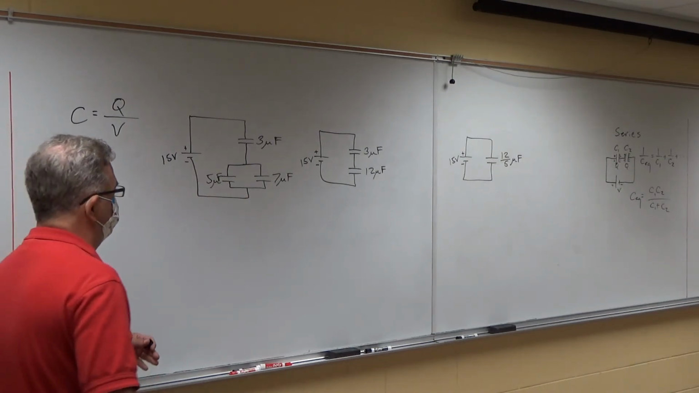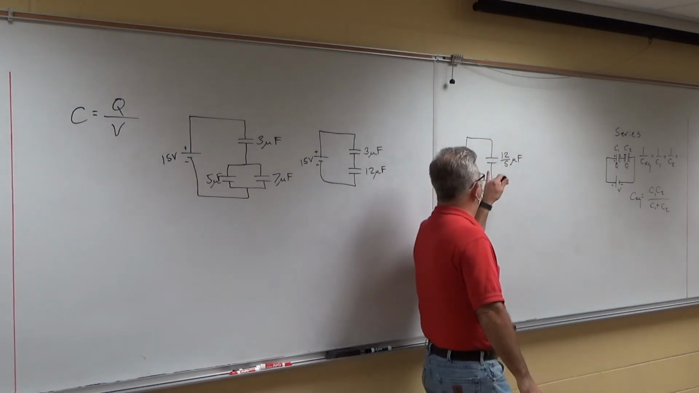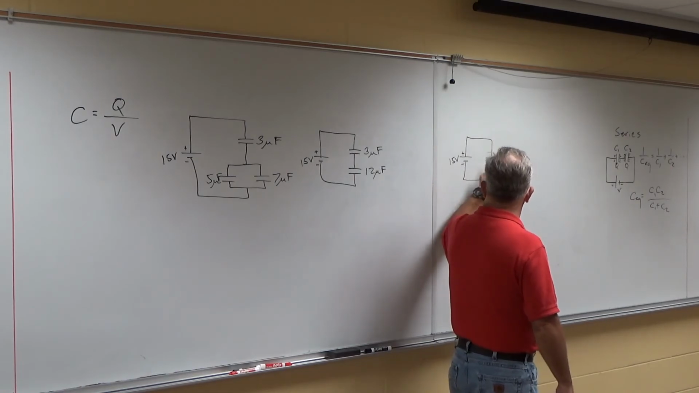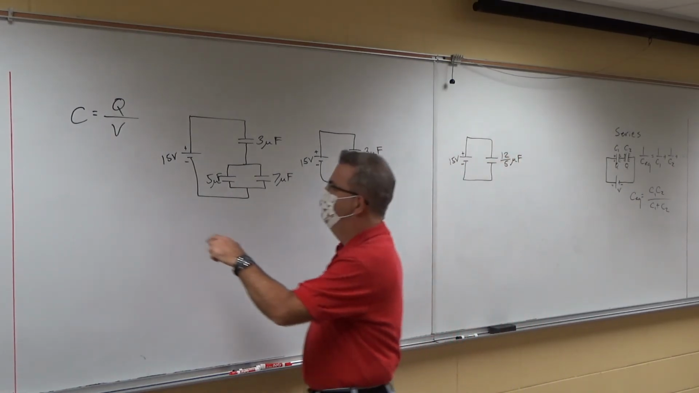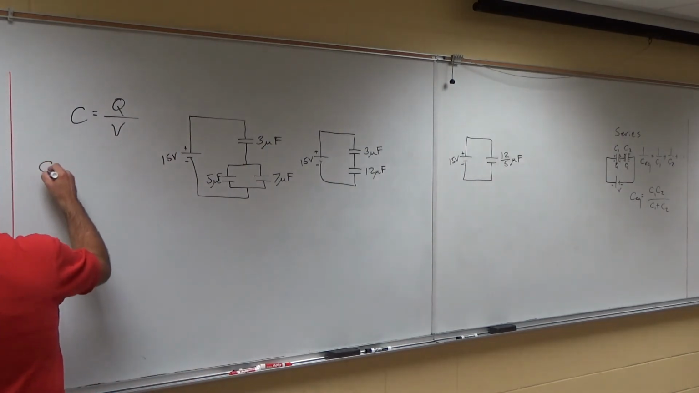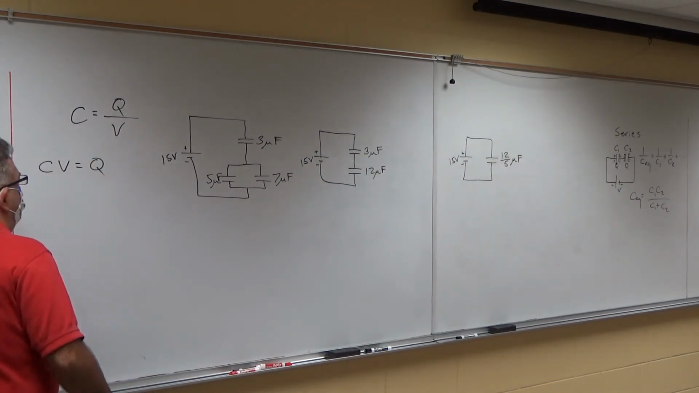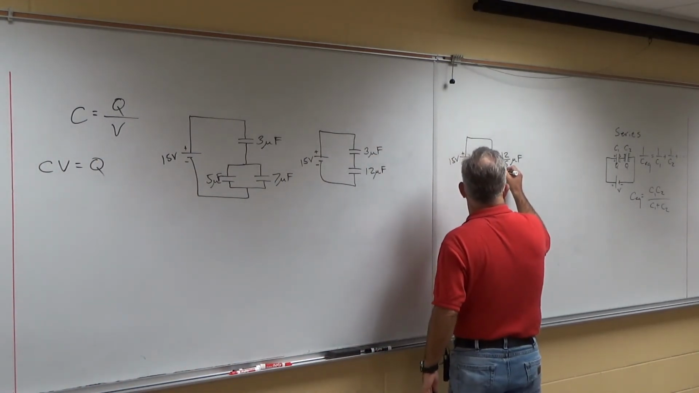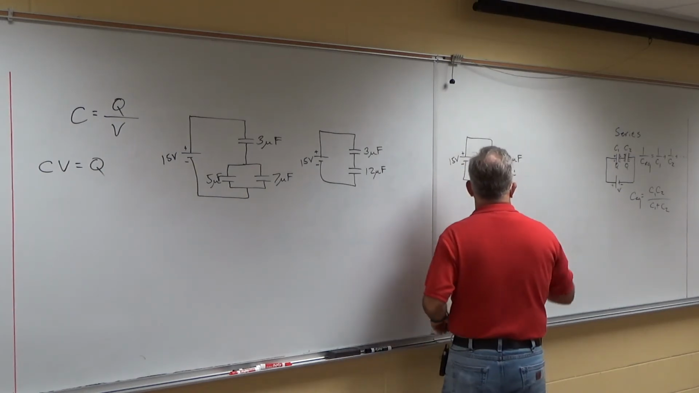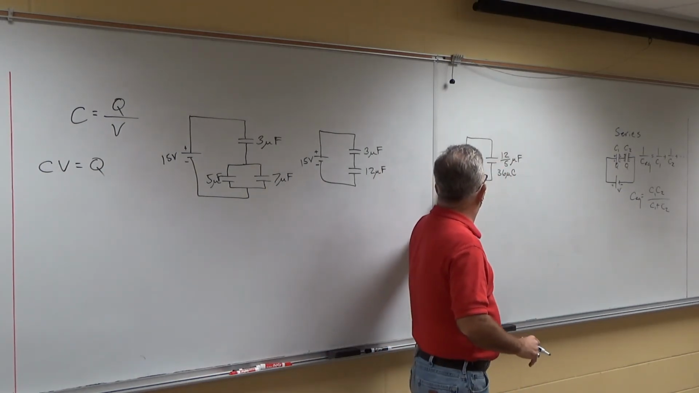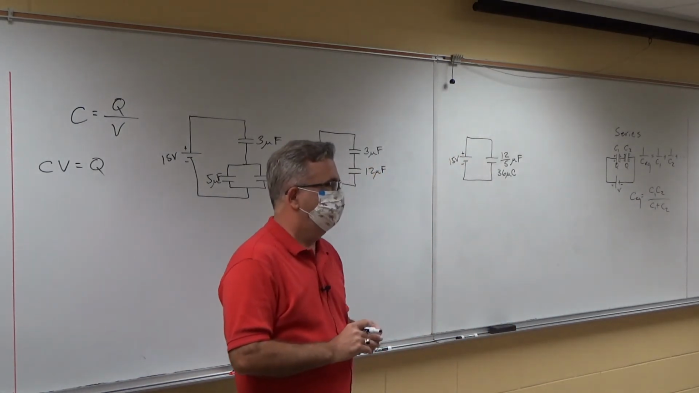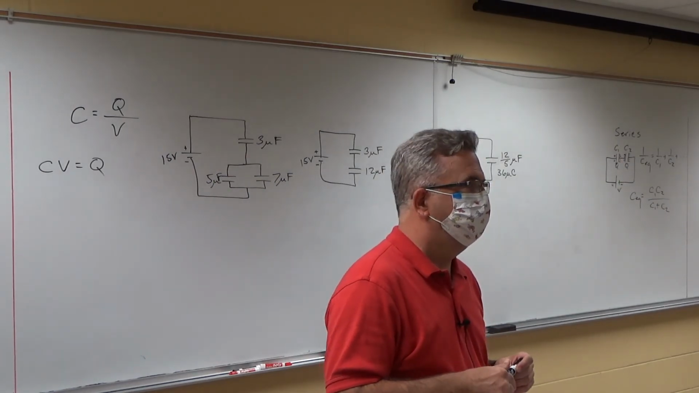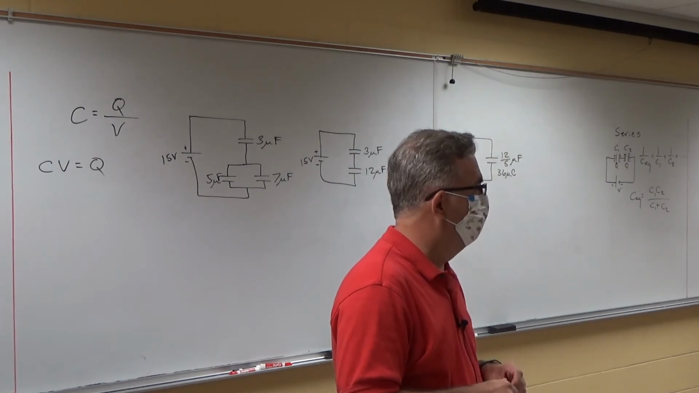Now I can find the charge stored in the circuit. So if I know the capacitance and the voltage, C times V, I can move this around, CV equals Q. C times V is equal to the charge. So 36 microcoulombs. This times this.